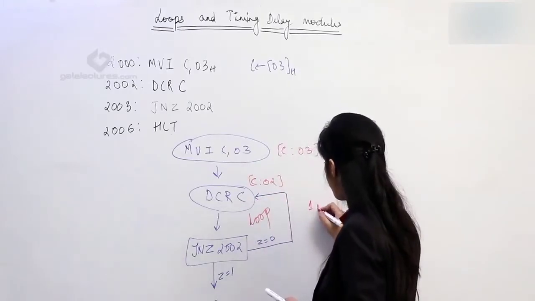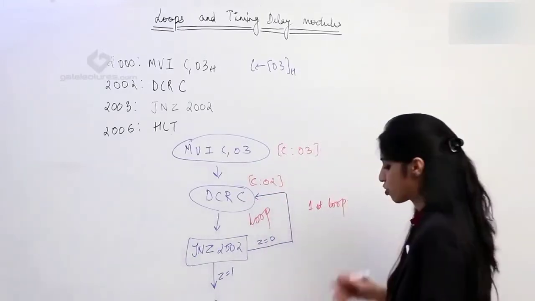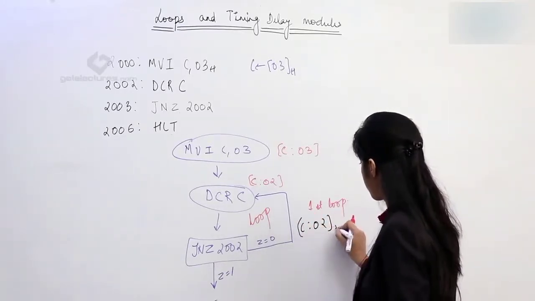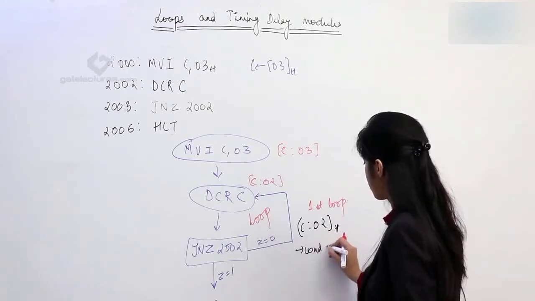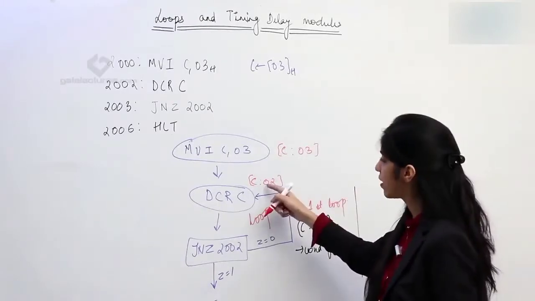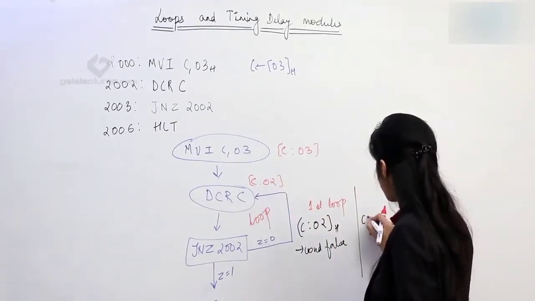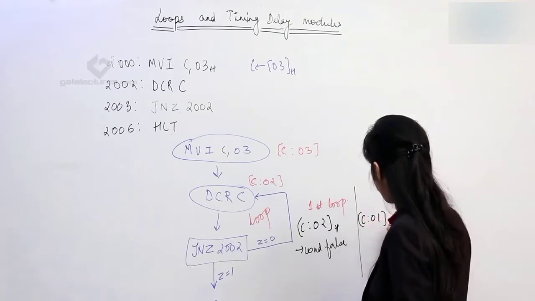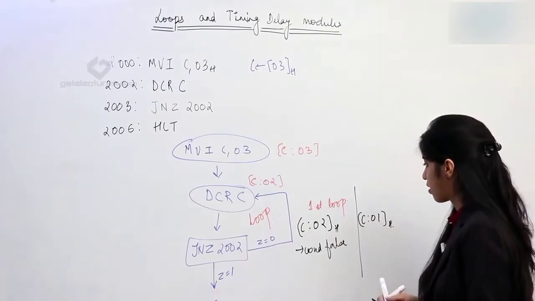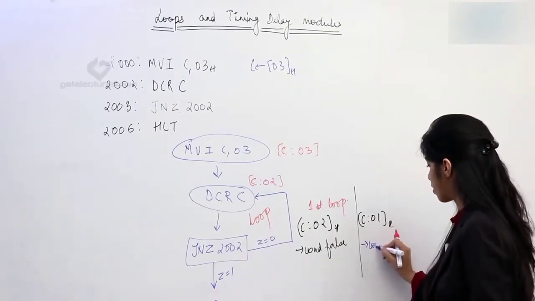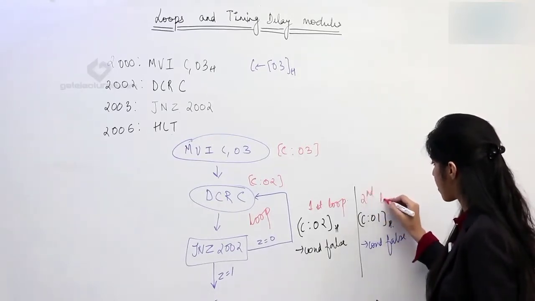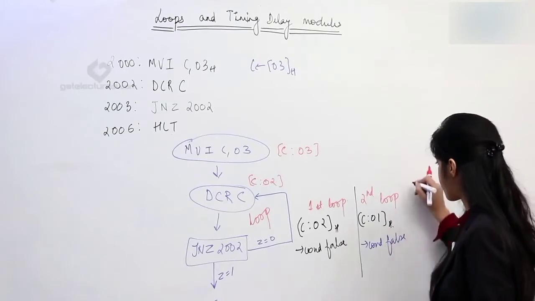This is the first loop. What happens in the first loop? C is 02. The condition was false, so we had the first loop. Now again you are decreasing C. Now C has become 01. You check the condition. The condition is false. This is the second loop, the second time that the loop is executed.